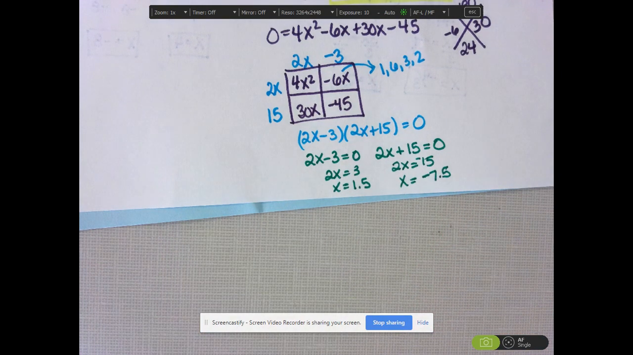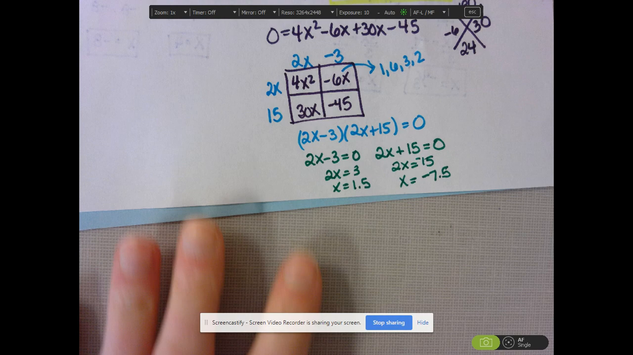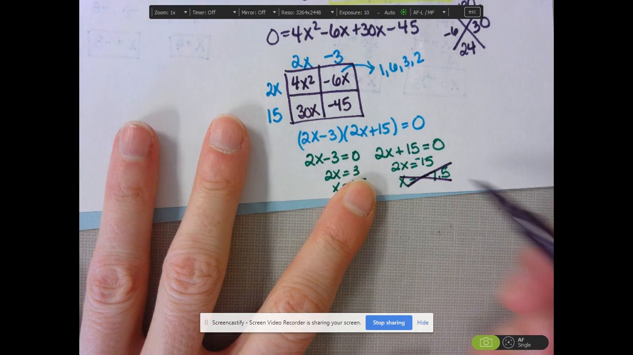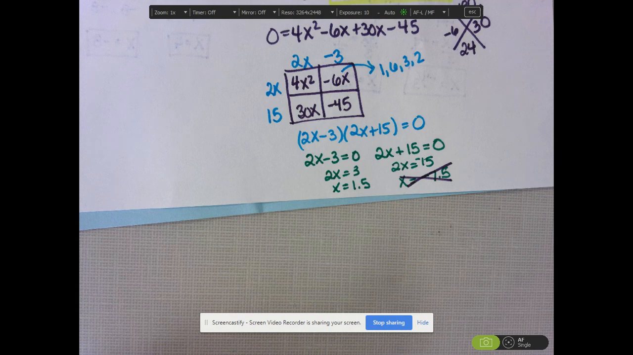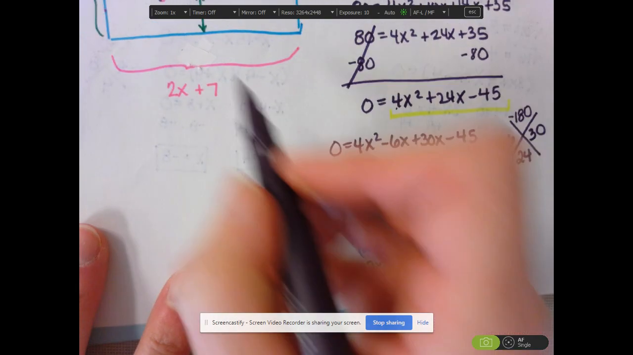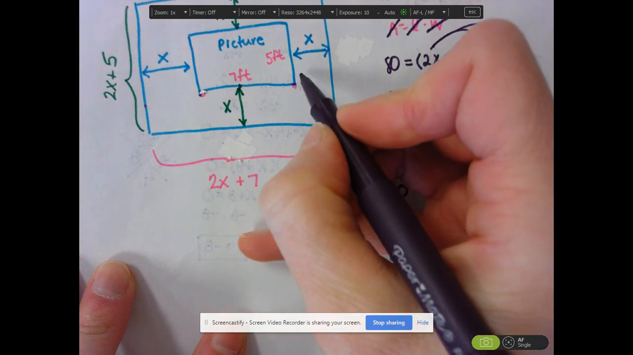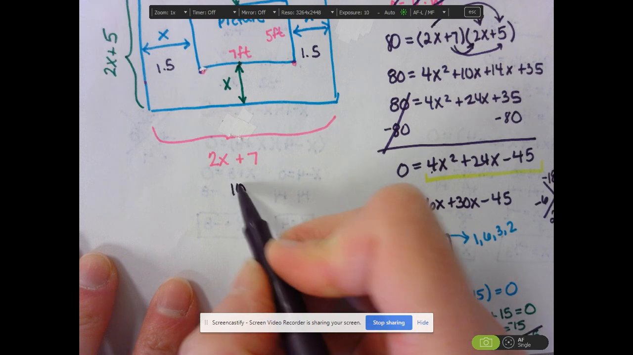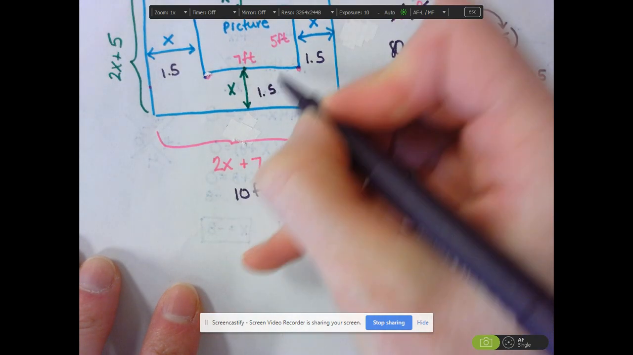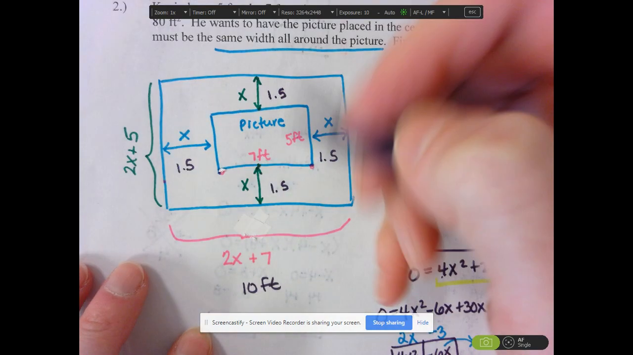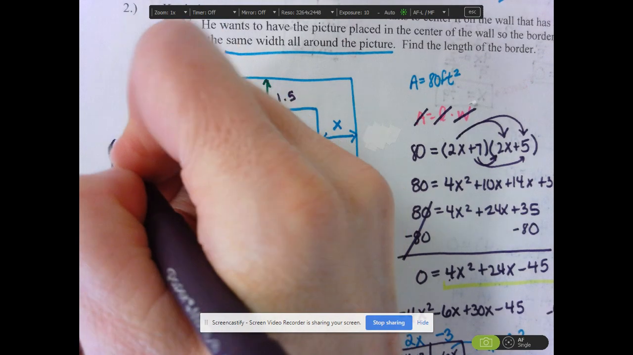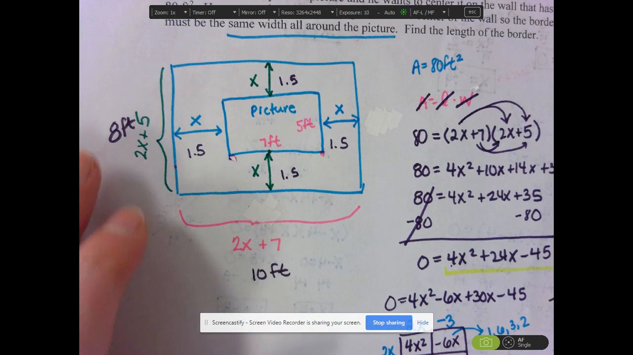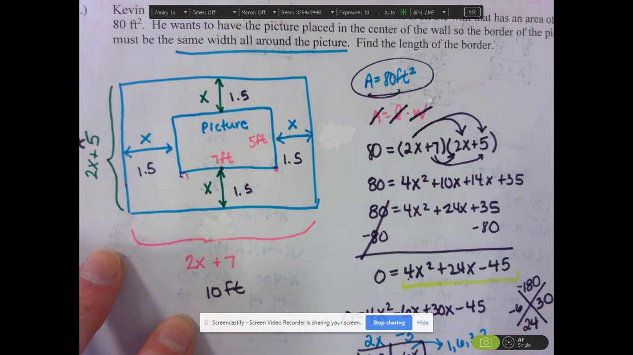One of these answers doesn't make any sense in the context of this problem because we're talking about feet in terms of a wall. Which one doesn't make sense? Okay, so it looks like it has 1.5 feet on each side. So we're going to see if that makes sense. If I put 1.5 feet here and 1.5 feet here, that gives me 10 feet total. If I put 1.5 feet here and 1.5 feet here, it gives me 3 and 5, which is 8. And does my 8 feet times 10 feet get me an 80 square foot wall?